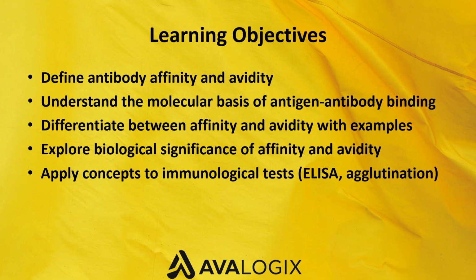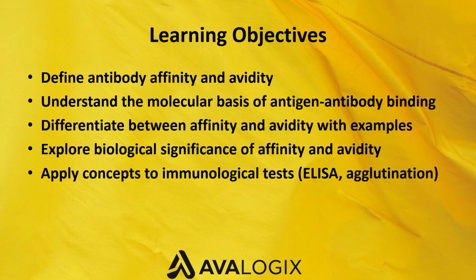Third, we want to differentiate between affinity and avidity with practical examples. Knowing definitions is only the first step. Being able to apply them is what demonstrates real understanding. For example, we'll compare IgG, which has high affinity but only 2 binding sites, with IgM, which often has lower affinity per binding site but achieves very high avidity thanks to its pentameric structure. These examples anchor abstract concepts in real immunological situations.